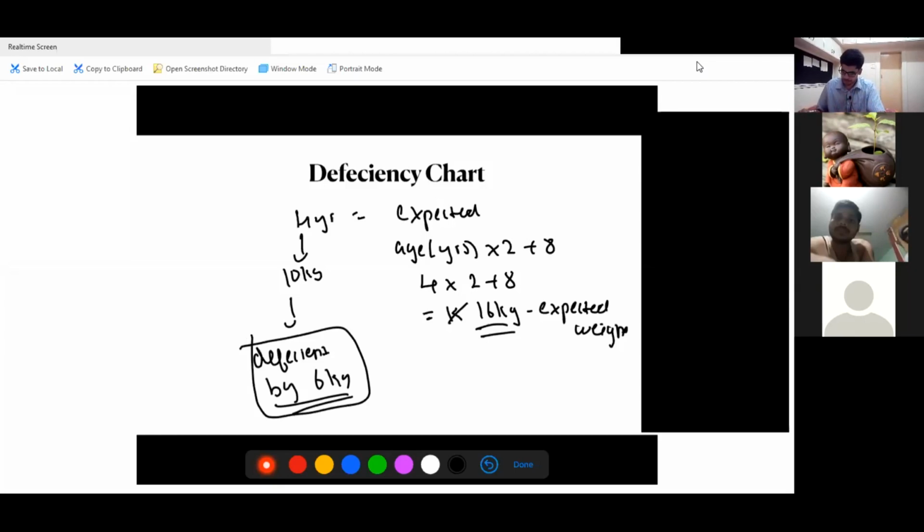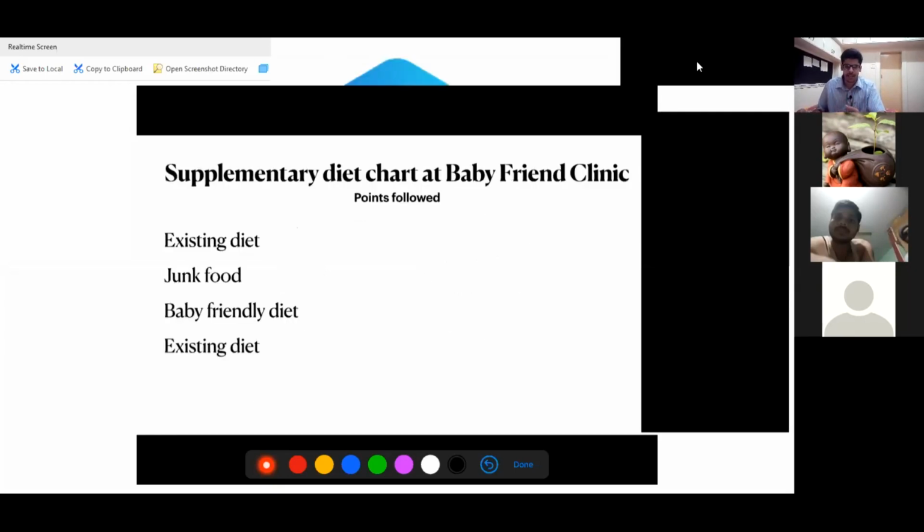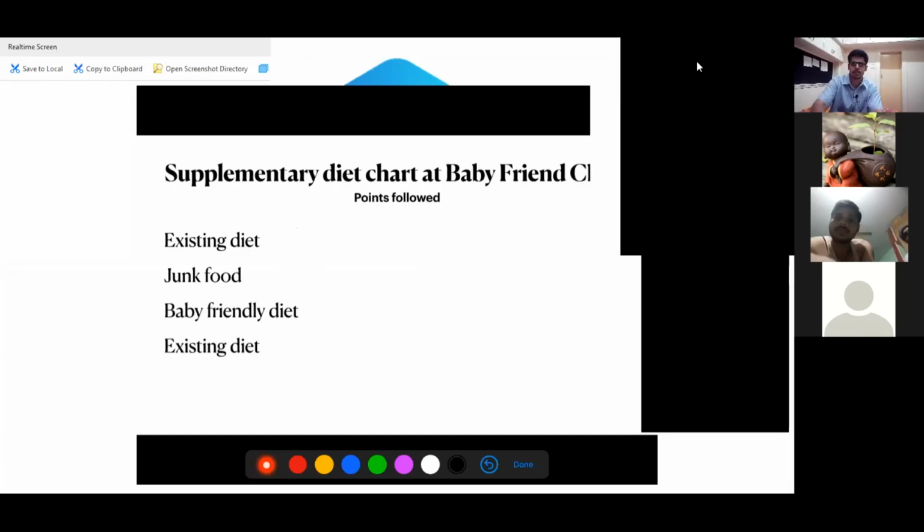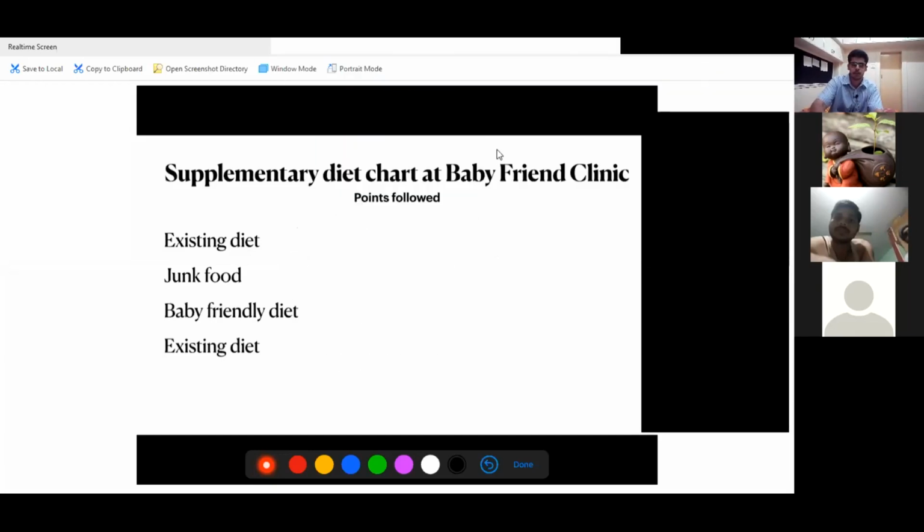Then move ahead. Now, this is the diet chart that we are making. We have 10 minutes remaining, so we'll go fast now. The diet chart that we are going to make in the next 10 minutes is called a supplementary diet. What's the meaning of supplementary diet?